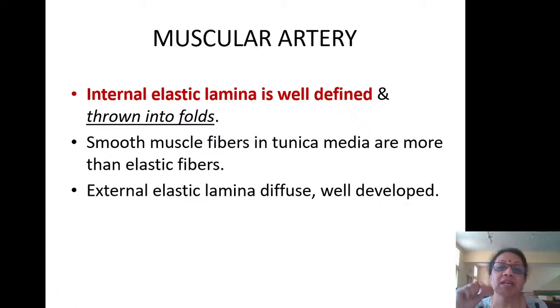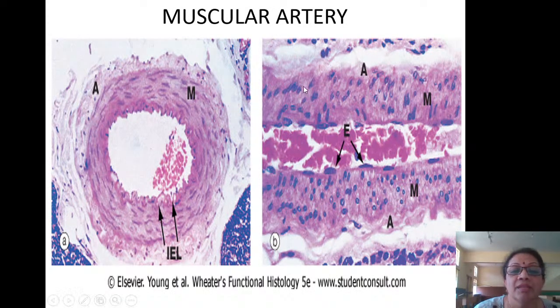Whereas in a muscular artery, because the media is full of muscular tissue, the inner and outer elastic laminae will be better defined and thrown into folds. And you see that the lumen is looking very wrinkly because of those folds. The internal elastic lamina is very prominent. These are RBCs inside the lumen. The thickness of the adventitia is less. The thickness of the media is large. The endothelium is not very clear, but the internal elastic lamina is throwing that endothelium into folds.